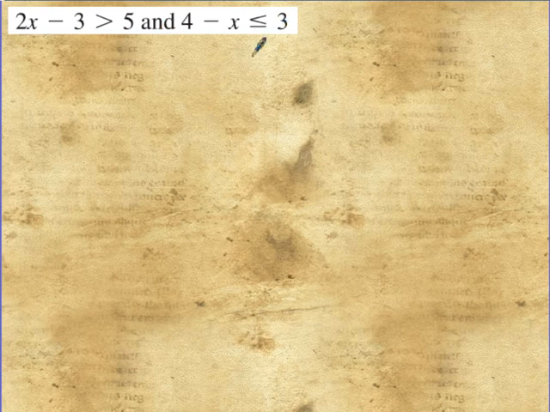2x minus 3 is greater than 5, and 4 minus x is less than or equal to 3. We solve each. First step, let's move minus 3 over by doing plus 3. We're going to have 2x is greater than 8. Divide by 2, you have x is greater than 4.